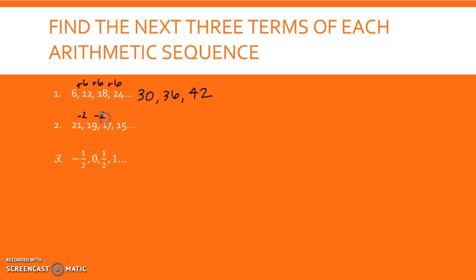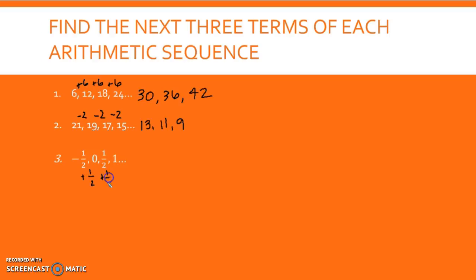For the next one, going 21 to 19, so I'm subtracting 2. 19 to 17, subtract 2. 17 to 15, subtract 2. So my common difference is a negative 2, which means my next term would be a 13, then 11, then 9.